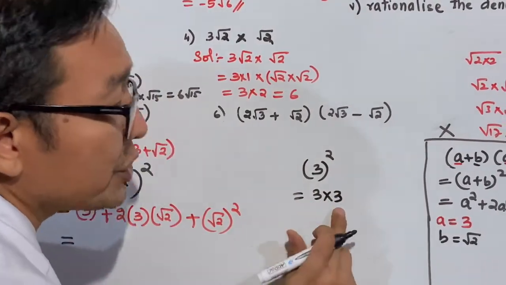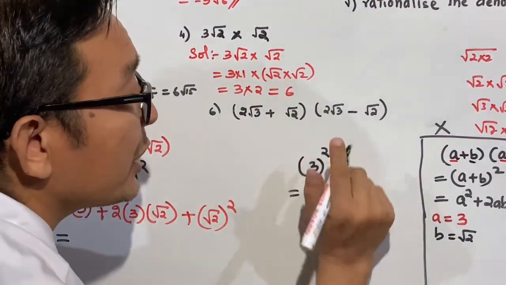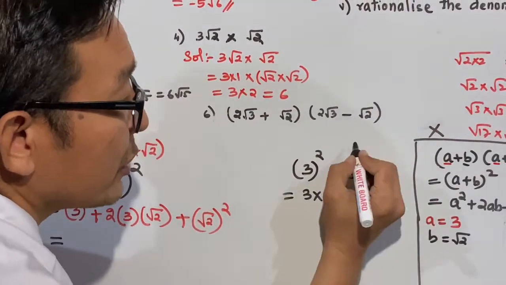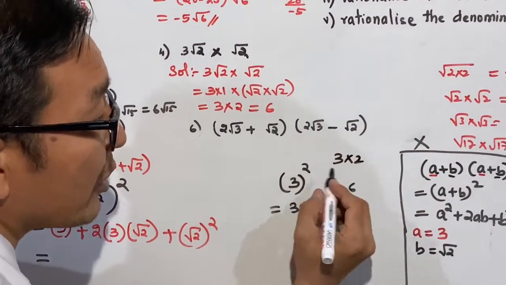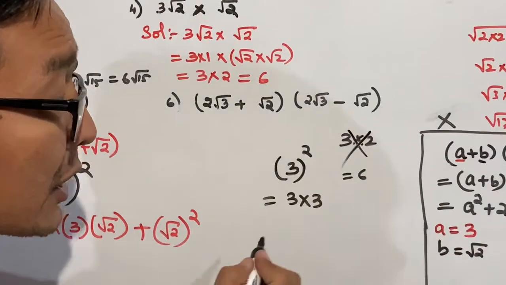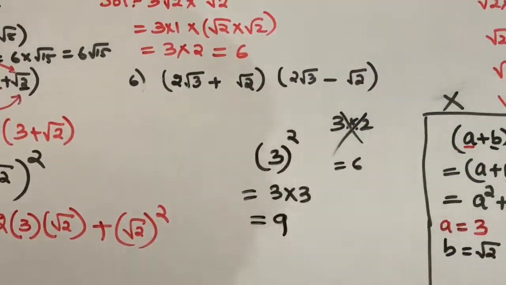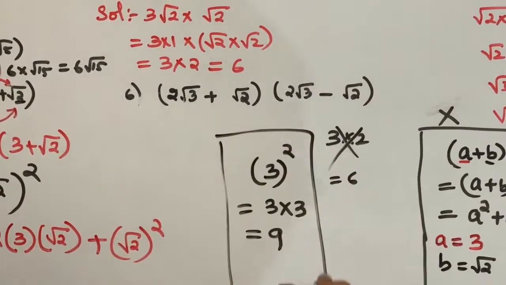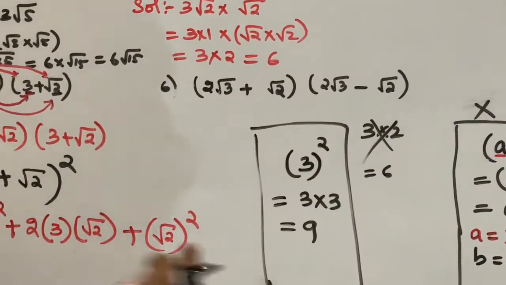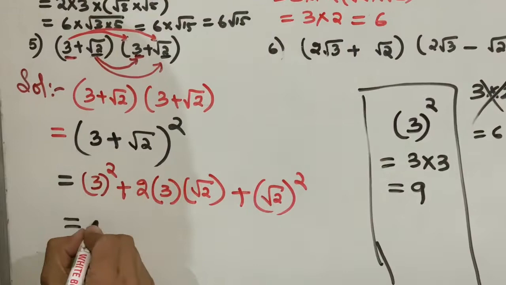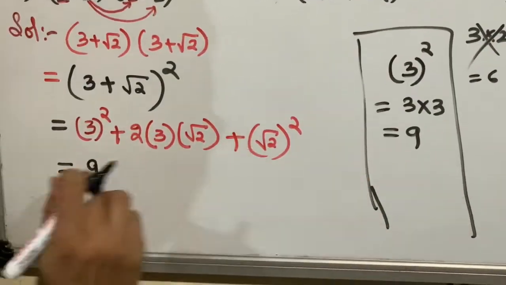So 3 times 2 is 6. Then 3 times 2, 3 square, so 3 times 3 is 9. So 3 square is 3 times 3, and the answer we get is 9.